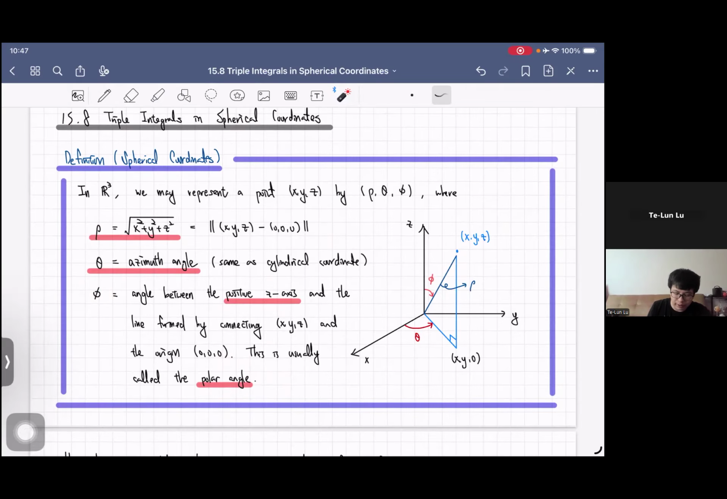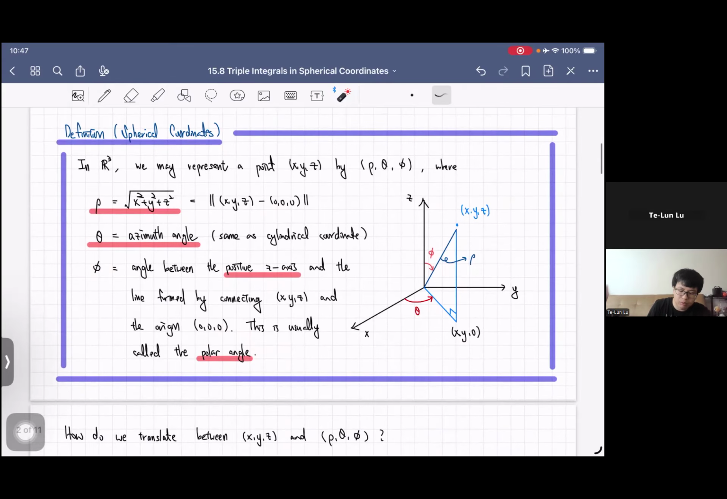So let me repeat this again. Rho is the distance between the point (x, y, z) and the origin, whereas theta is the same angle as in the polar coordinates or cylindrical coordinates. It is the angle between the positive x-axis and the planar point (x, y, 0). And phi is the angle between the positive z-axis and the line created by connecting the origin and (x, y, z). So phi.